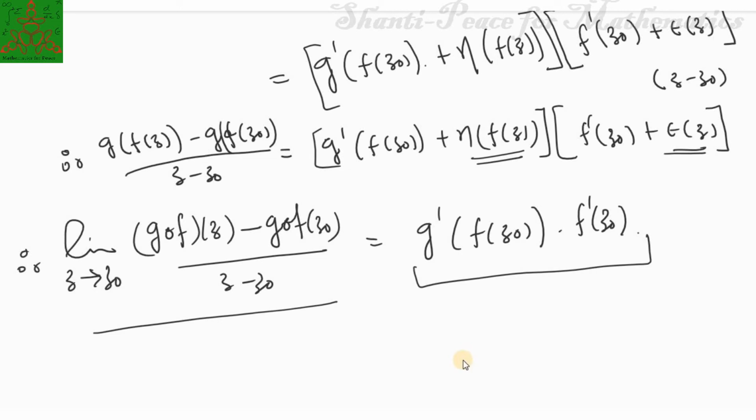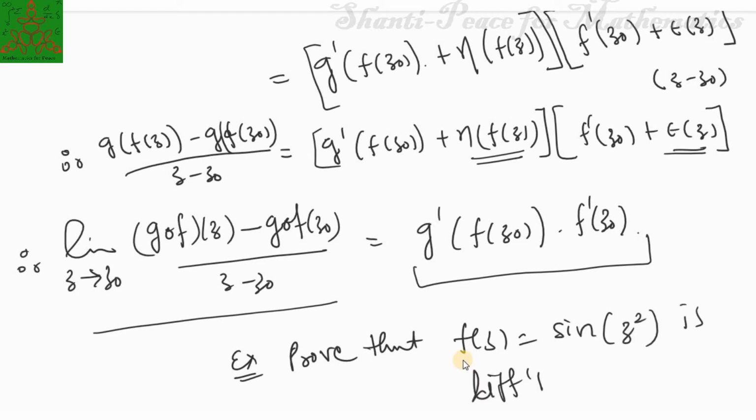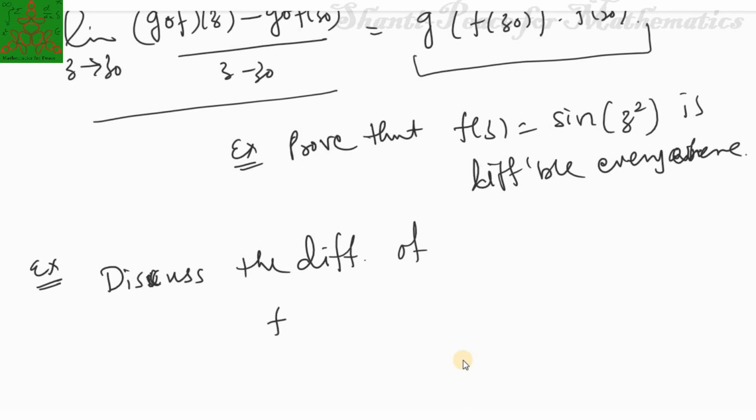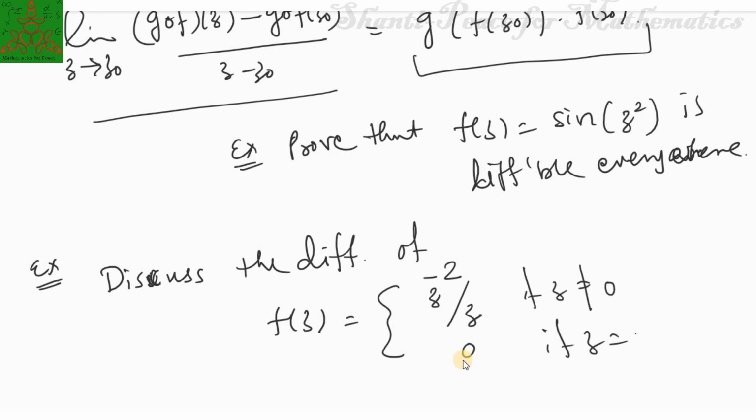So I can give you an exercise here: prove that f of z equal to sine z square is differentiable everywhere. So try to prove this statement, and with this I'm giving you a couple more exercises to do yourself. Discuss the differentiability at the origin of the function f of z equal to mod z square upon z if z is not equal to 0, and 0 if z is equal to 0.